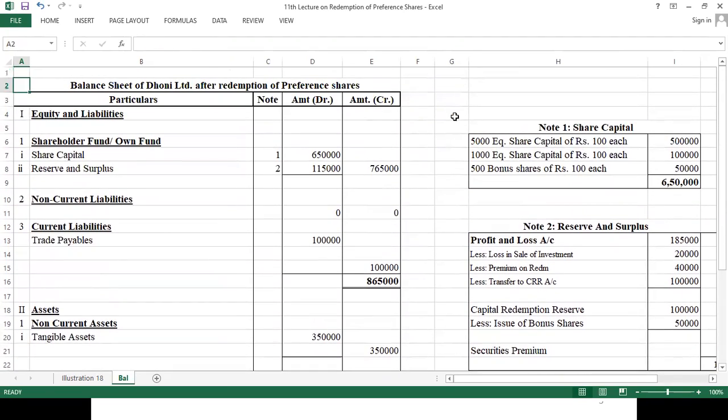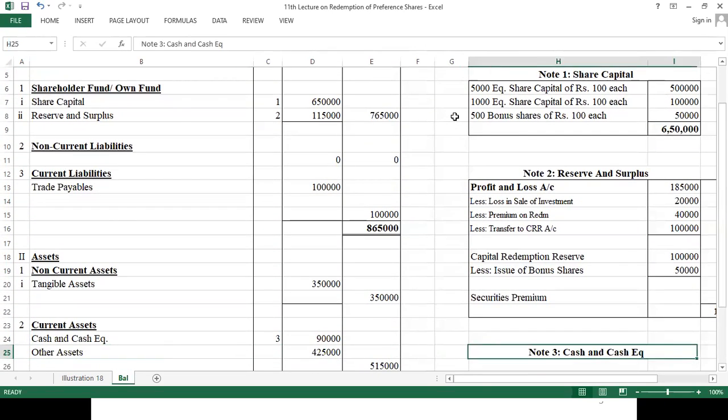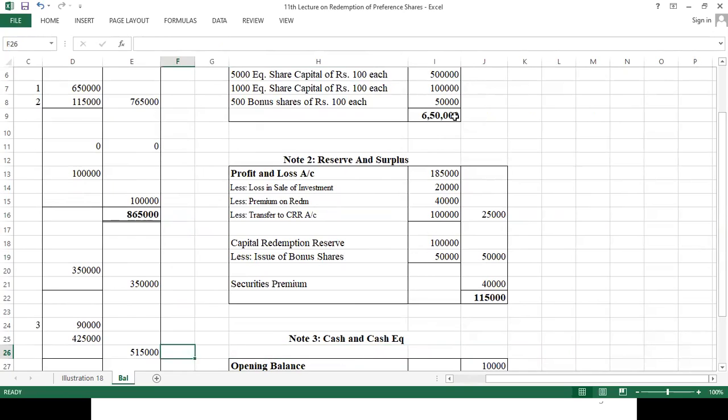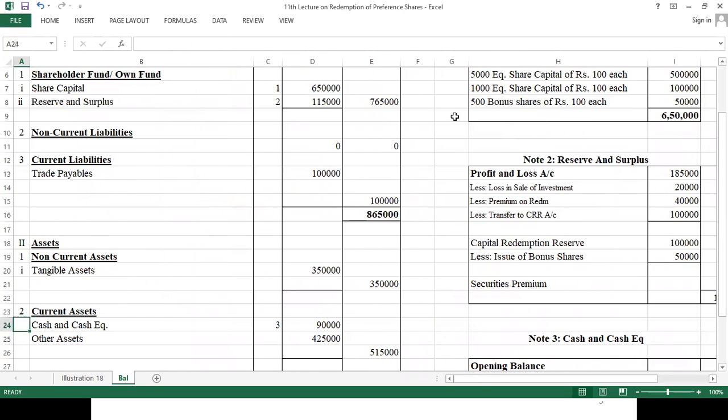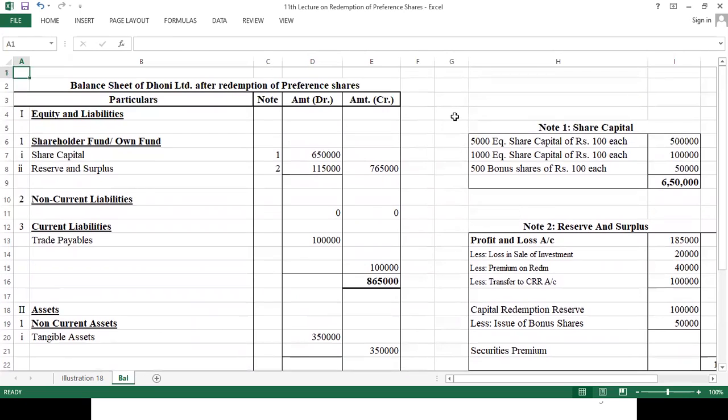I hope you have understood the problem. The problem was very simple, and there is no doubt there are only two tricks here. Number one is keeping a minimum balance of 25,000 in profit and loss account, and the rest of the amount you can utilize for creation of CRR. And second, issue of a bonus share till a particular date. Okay.